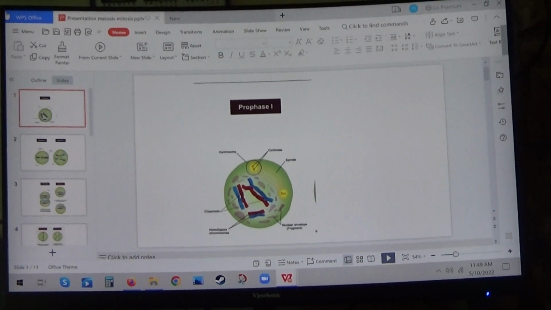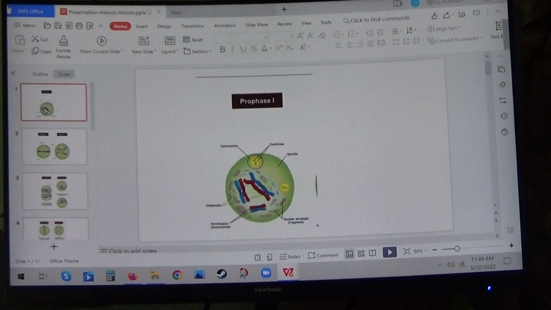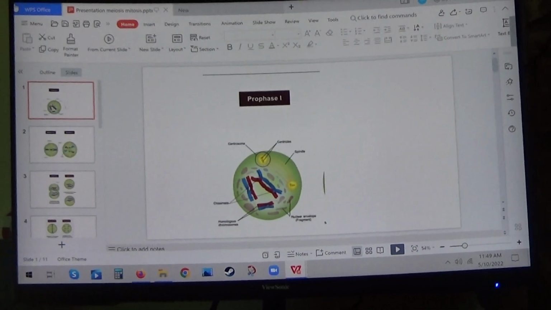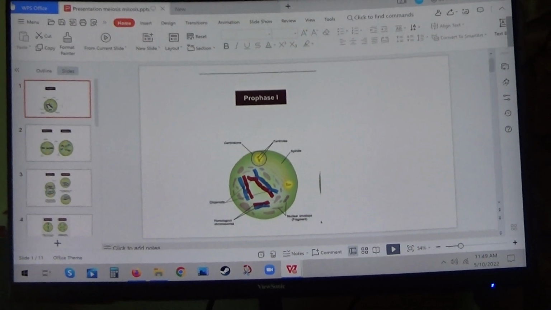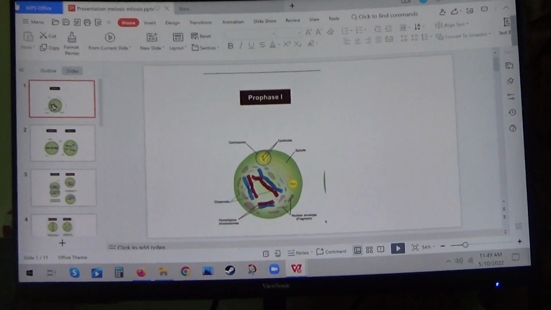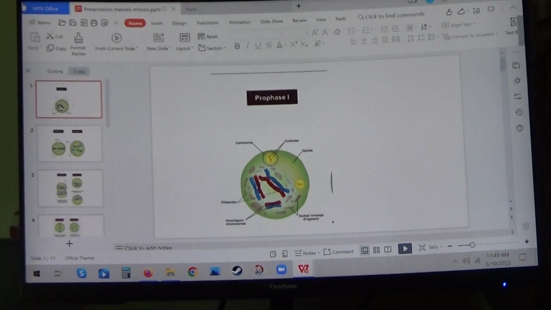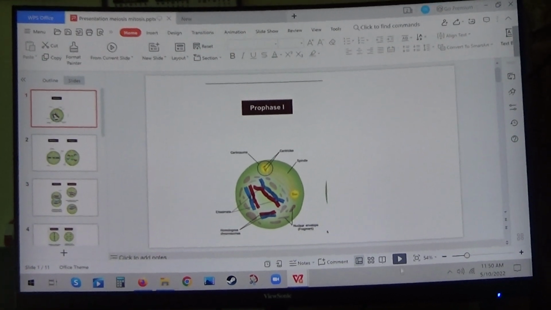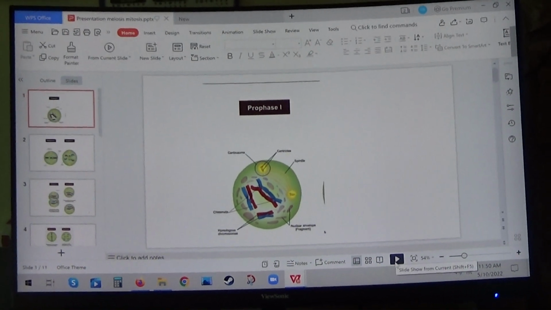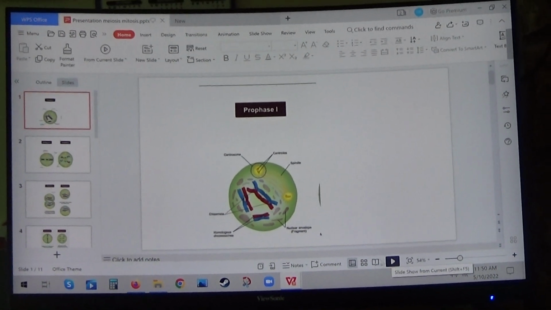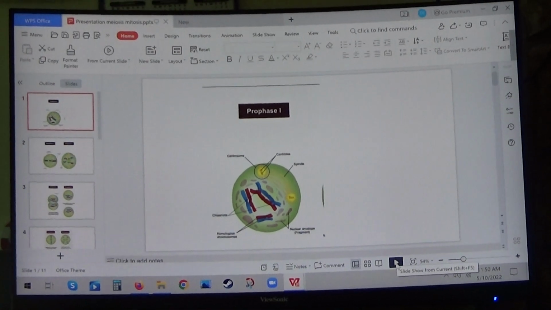In order for a child to receive the required genes of his or her parents, they have to be split in half in order for the child to receive the proper genes inherited from his or her parents. Right here, we are going to talk about the stages of meiosis.